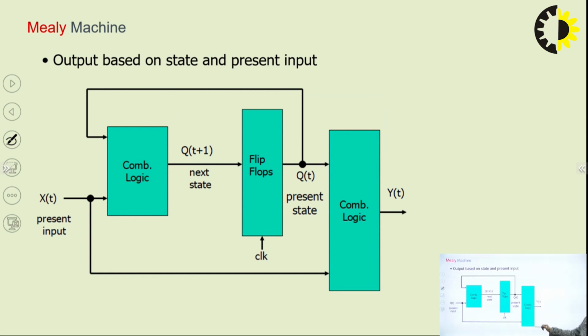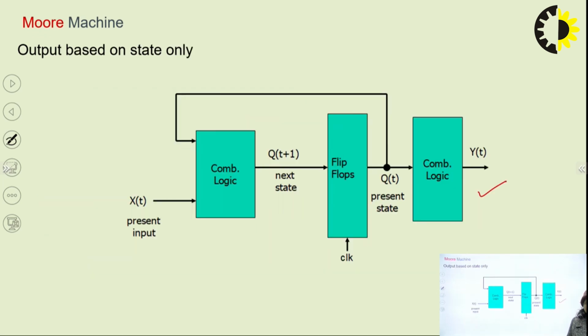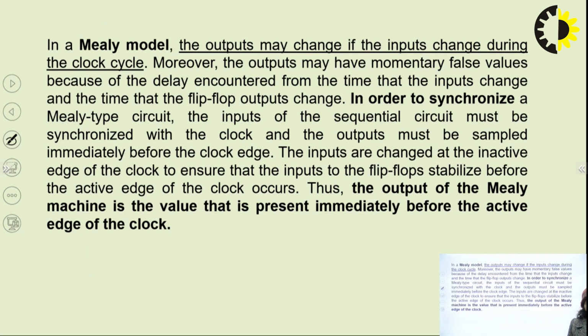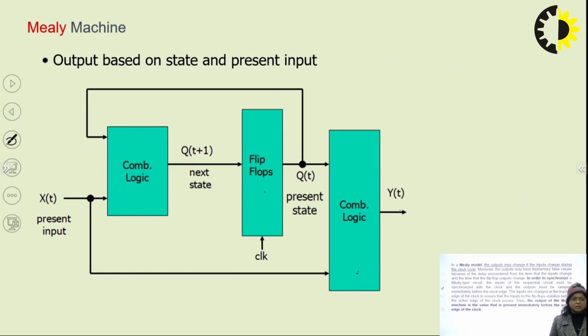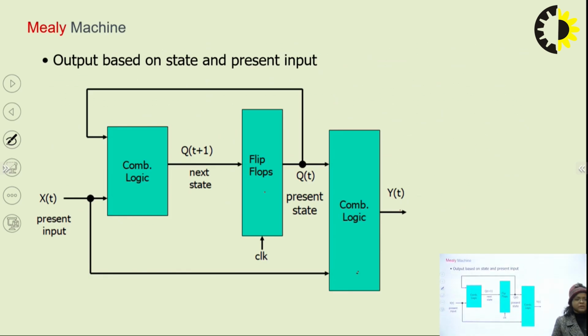So, in the Mealy model, there is a combinational circuit, then a flip-flop. Till this point all the things are clear: present state and then next state, and the input with logic in a combinational circuit is used to find the output. So the final output is a function of state plus input in the Mealy model, whereas in the Moore model the output is just a function of state. So in the Mealy model the output may change if the input changes, as we can see from here. If input changes, output changes.